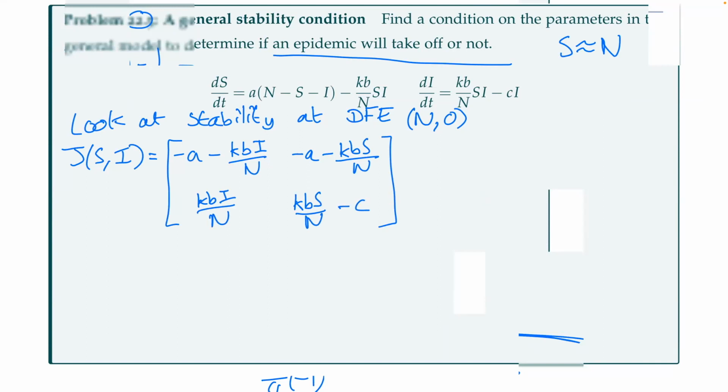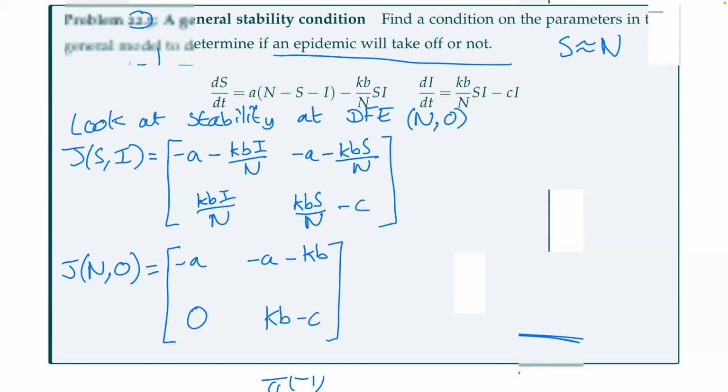Remember, if we want to look at the stability at a particular fixed point of equilibrium, we need to substitute that equilibrium into our Jacobian. So we want to look at this Jacobian when S is N and I is 0. So we're going to have minus a here. I is 0, so the second term is just 0. Then in the top right, we're going to have minus a minus kb S over N. S is N, so N over N is 1. So we just have minus kb. The bottom left, our I is 0, so we end up with 0 here. And here we have kb minus c in the bottom right.